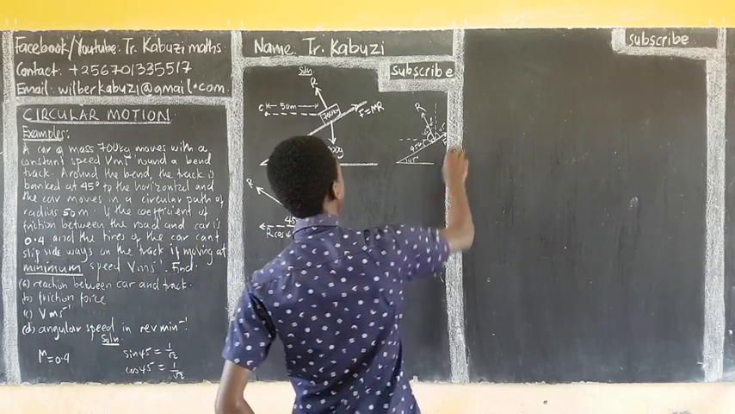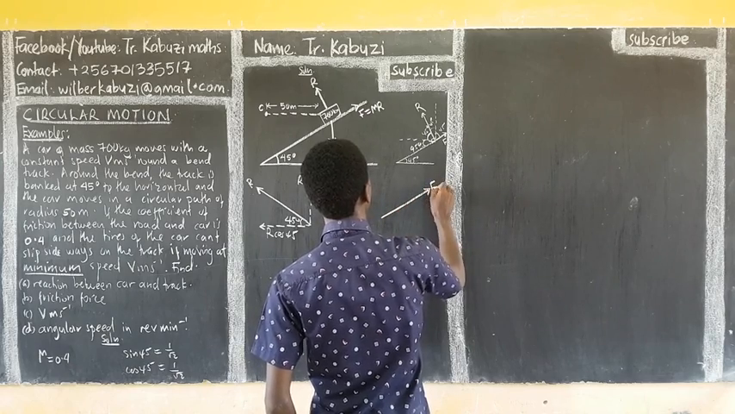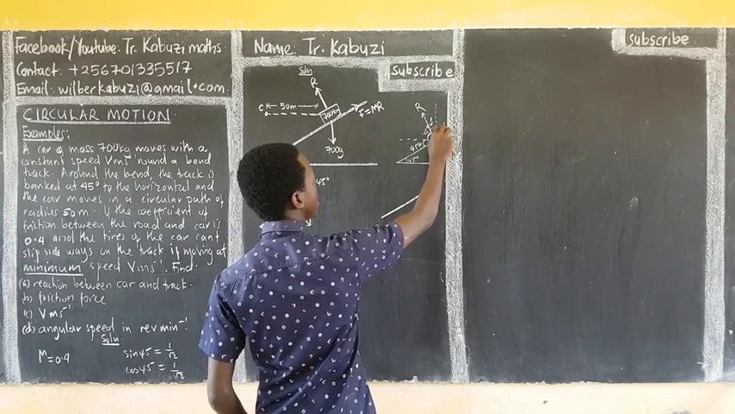Now when I come to this force, I think we can see that force is in that direction. This is our frictional force. Now, you can see that the angle is, I think you see this angle here.